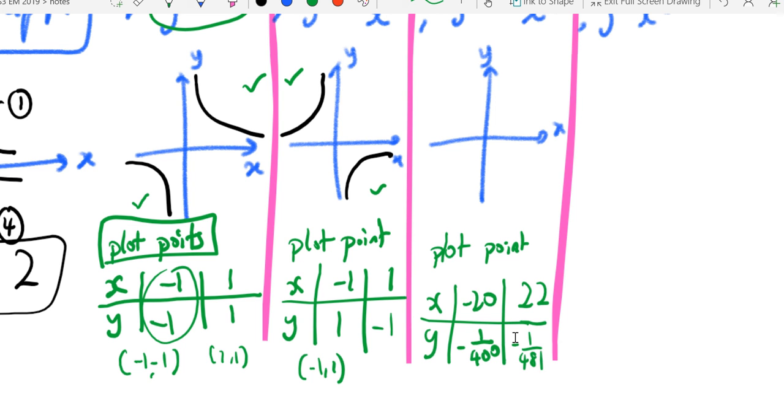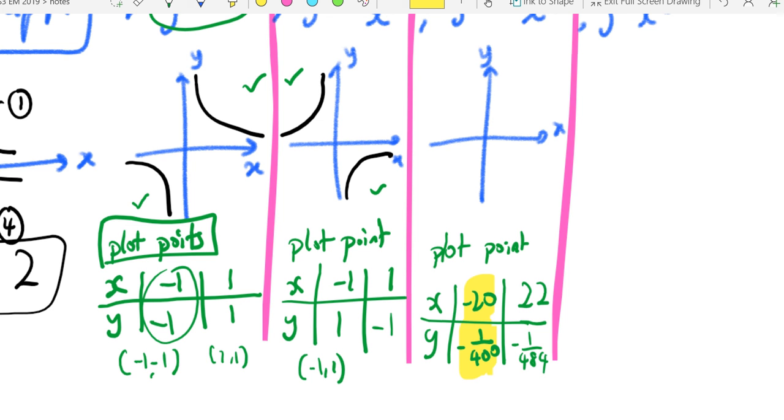Okay. Now, if I were to use my highlighter, I just highlight minus 20 and minus 1 over 400. Which quadrant do I choose? 1, 2, 3, 4. 3. That means I know my angry graph is here.